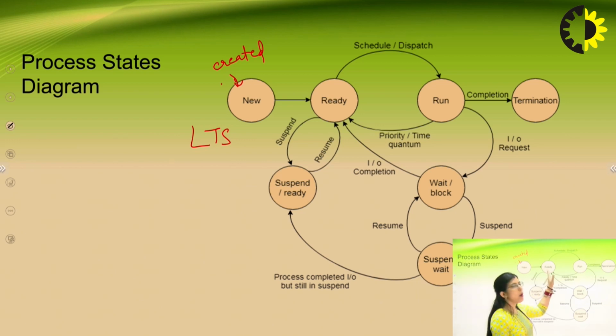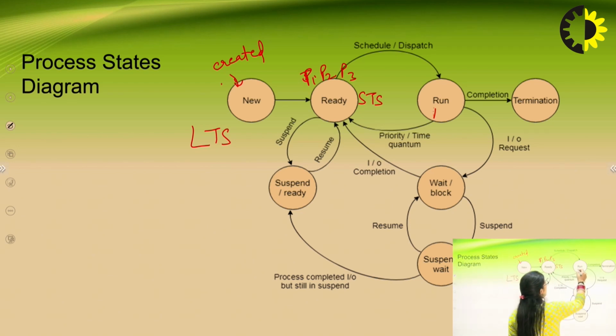Again, when the process is given the CPU, its state gets changed to the running state, or run. Here, let's say we have different processes P1, P2, P3. Which process will get the CPU first is decided by the short-term scheduler. So this is how the process gets the CPU.